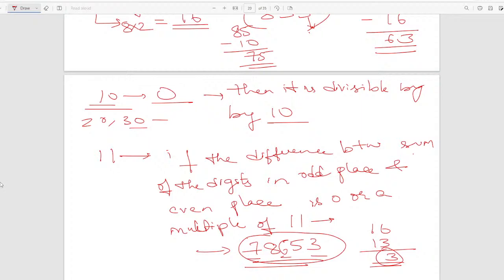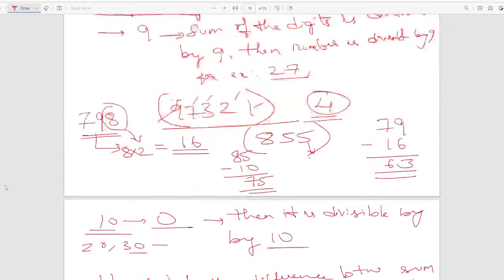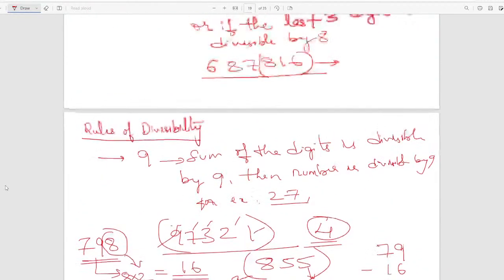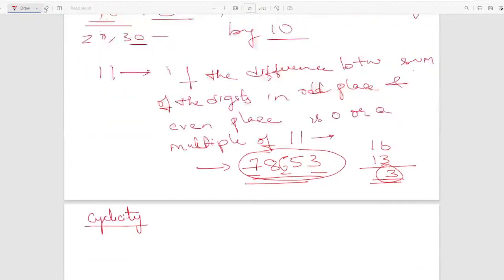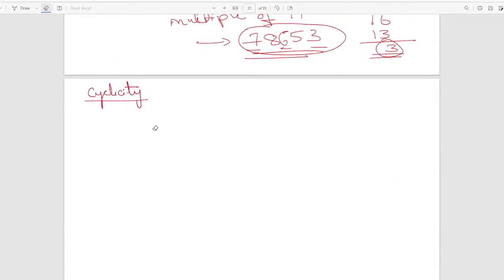Okay. So if there is any doubt till now, you can ask, or else we'll move to the next part, cyclicity. And before moving to the cyclicity, I just wanted to cover some rules of this divisibility, multiples. Is there any doubt till now? If you have any doubt, please ask.